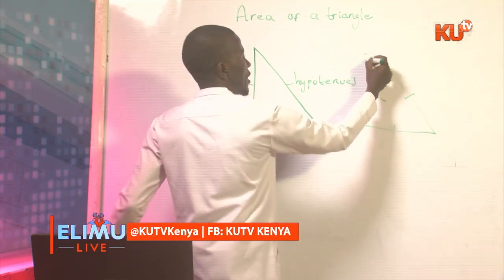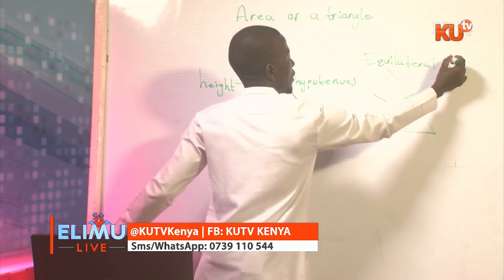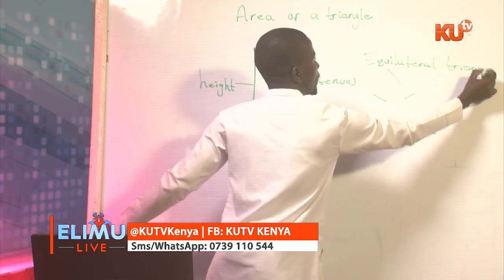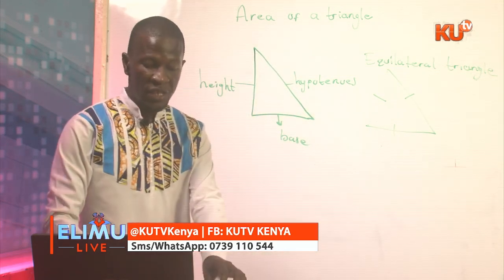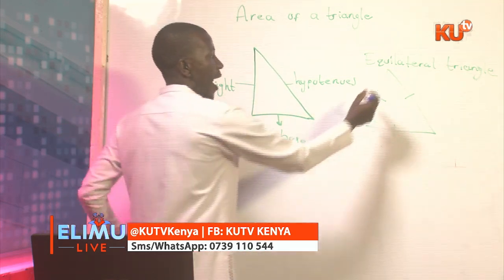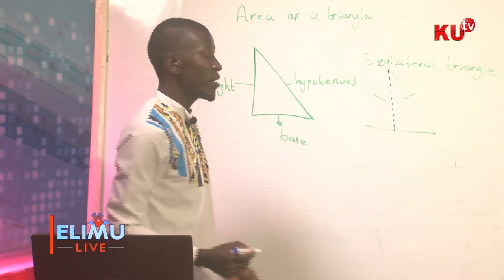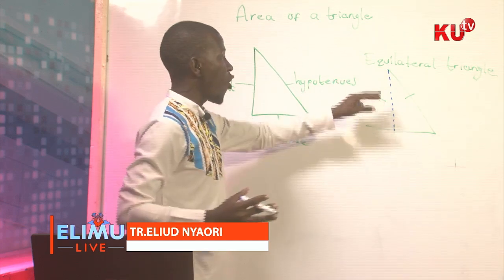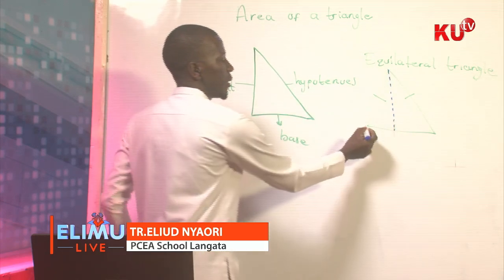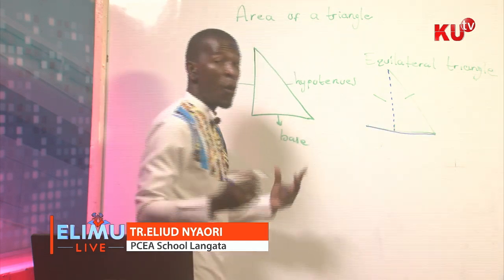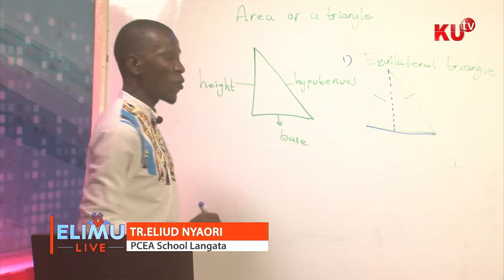So this one we call an equilateral triangle. Now how do we get the height of the equilateral triangle? This is the height. We normally have something like an imaginary line which we are imagining, or we use dots. So this one becomes our height, while this down here becomes our base. So that is number one type of triangle.